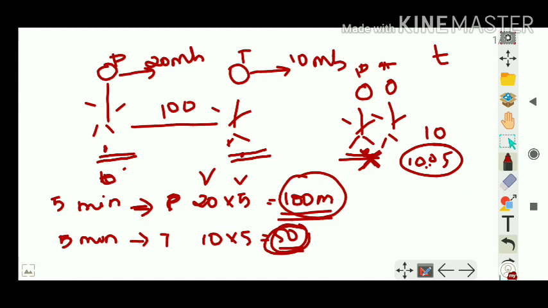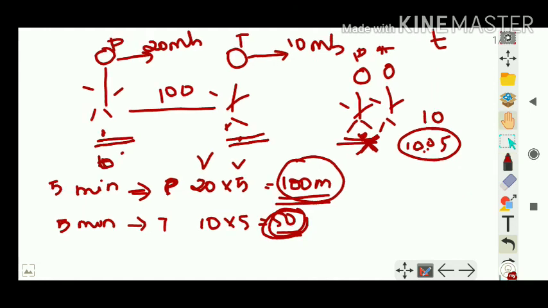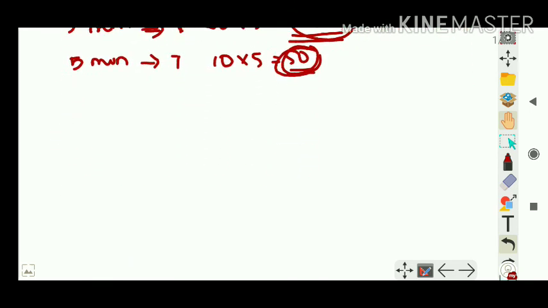I hope you understood. Now we are going to the problem side itself. Right, now I just told you 5 minutes, but now we don't know the time, right? So let's say by T time interval, P has caught T. So P will be covering how much distance? T into its velocity, which is 20T, whereas thief will cover only 10T distance, right?